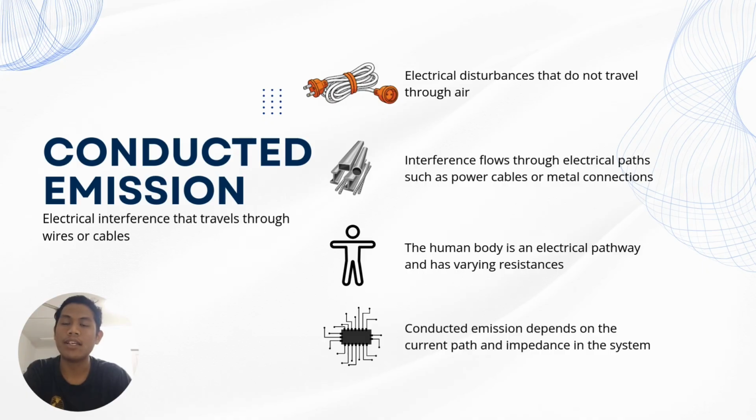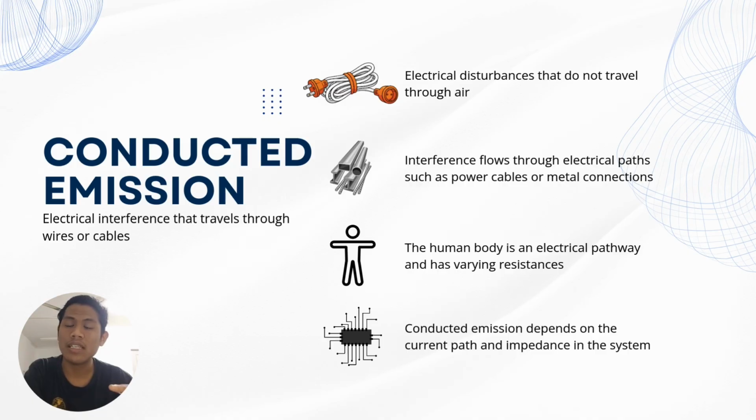Okay, the next activity is conducted emission, which is electrical interference that travels through wire or cable. Firstly, it is an electrical disturbance that does not travel through the air. What we understand from this point is that the interference will focus on the electrical parts such as the power cable and metal connections.